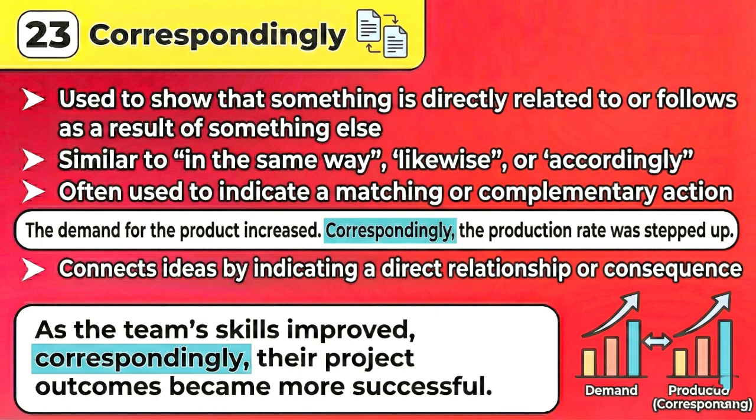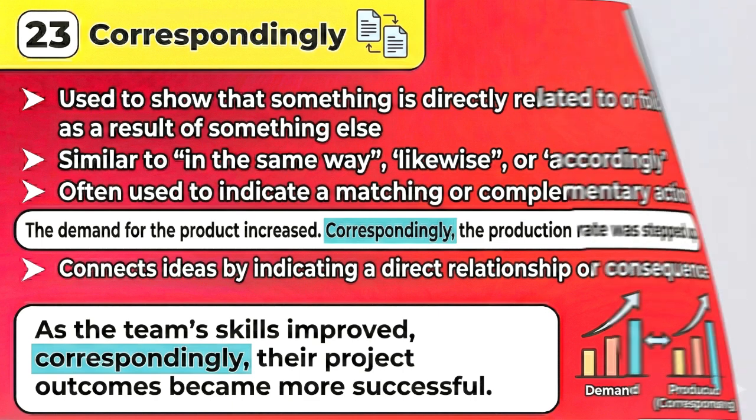For example, the demand for the product increased; correspondingly, the production rate was stepped up. Here, the increase in demand directly causes an increase in production. Another example, as the team's skills improve, correspondingly, the project outcomes become more successful. This is also a clear connection between cause and effect.